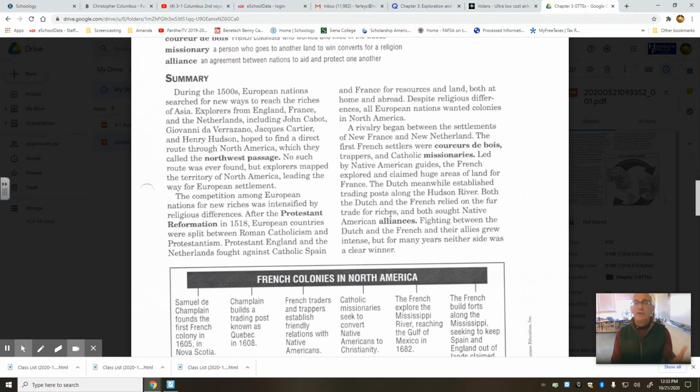Both the French and the Dutch looked for Native Americans to side with them in their desire for trade, and also to side with them in their battles and their skirmishes against the others. Fighting between the Dutch and the French and their allies grew intense, but for many years, neither side was a clear winner.